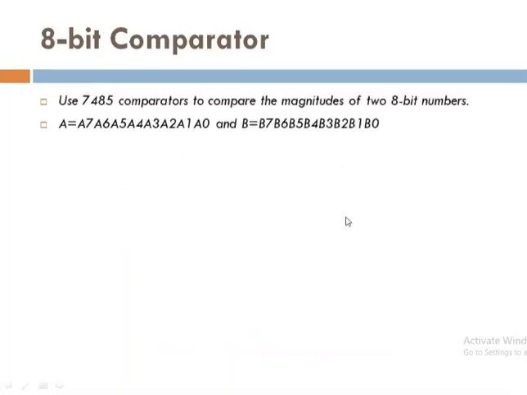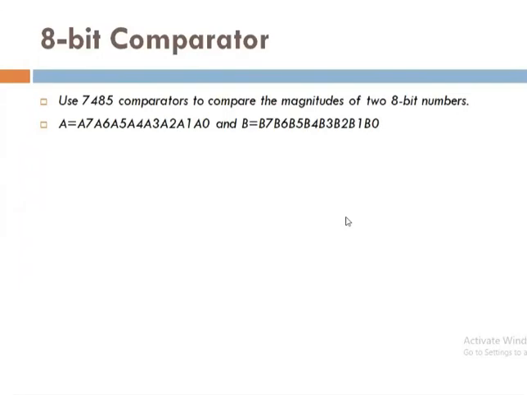Now we can implement an 8-bit comparator with the help of IC 7485. First thing is how many ICs we require, because one IC can be used only for a 4-bit comparator.